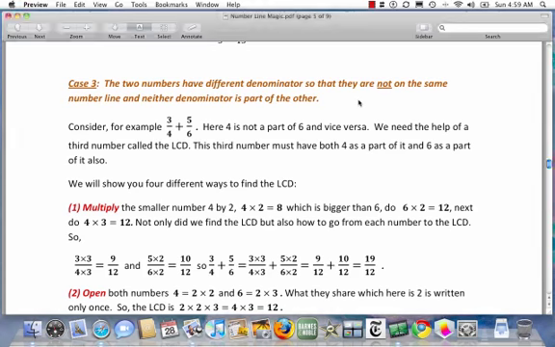Recall that in case 1, when the denominators are the same, adding fractions is pretty easy. Denominators are the same means that both numbers reside on the same number line, and therefore you add the steps, just like in the normal addition of integers, the steps being the numerators.